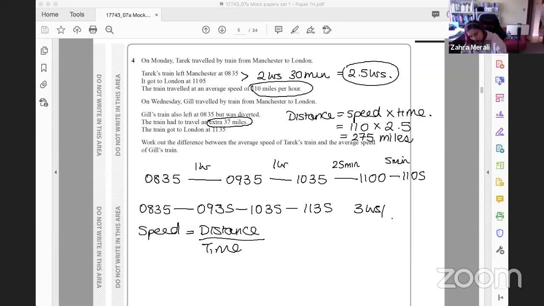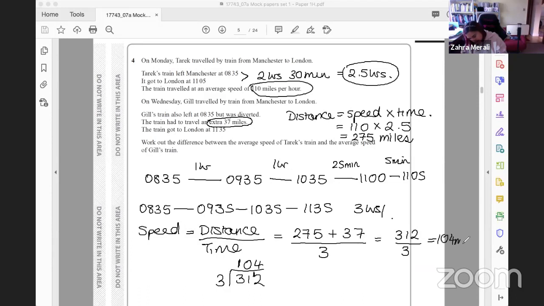275 miles. So now, in order to find the speed here, we've got 275 miles plus the extra 37 divided by 3. I know these are quite a lot of mental maths, but do lots of sums on the side if that's what you need to do. So 275 plus 37 is going to give you 312 divided by 3. So 312 divided by 3. 3's into 3 go once. 3's into 0, and then carry the 1. 3's into 12 go 4. So we get 104 miles per hour.